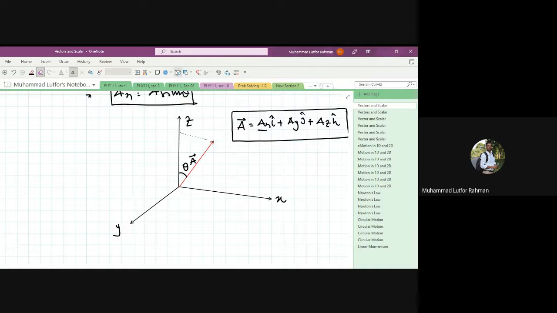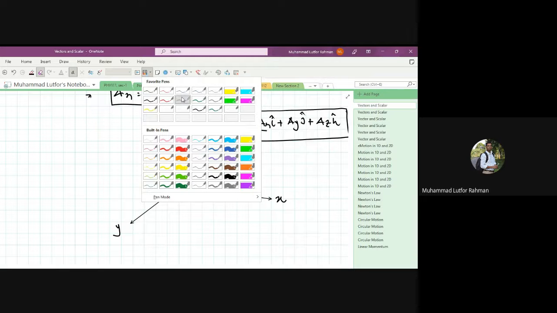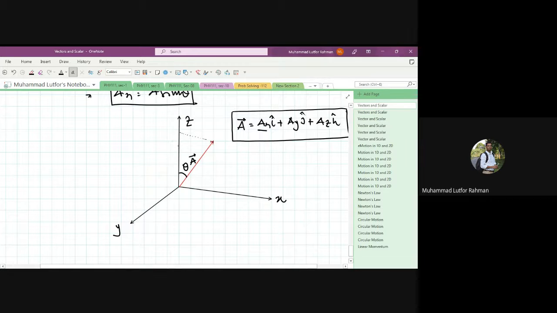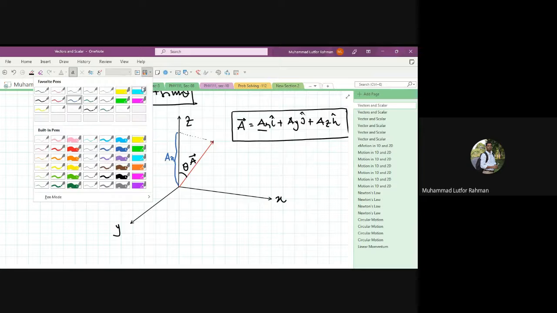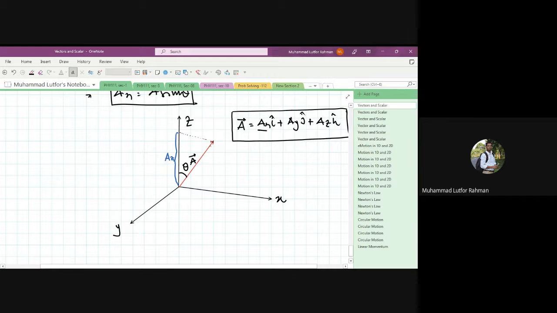I can say it creates a theta angle with the z-axis, then this length would basically be az, the component of vector A along the direction of the z-axis. Now, what about ax and ay? I'm going to take the projection.